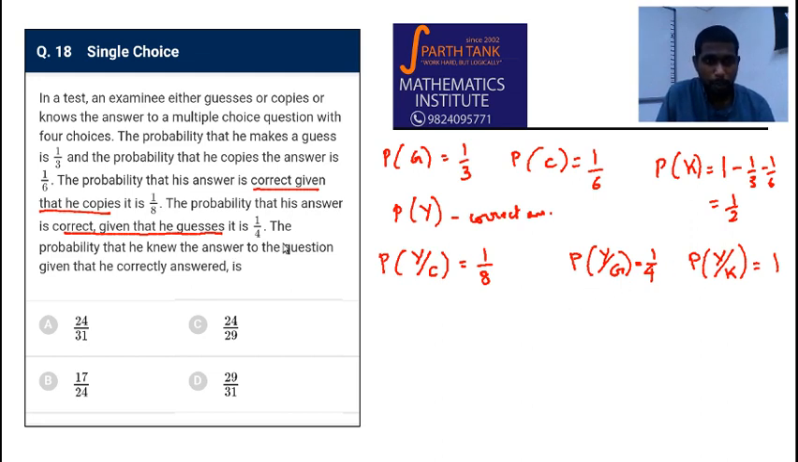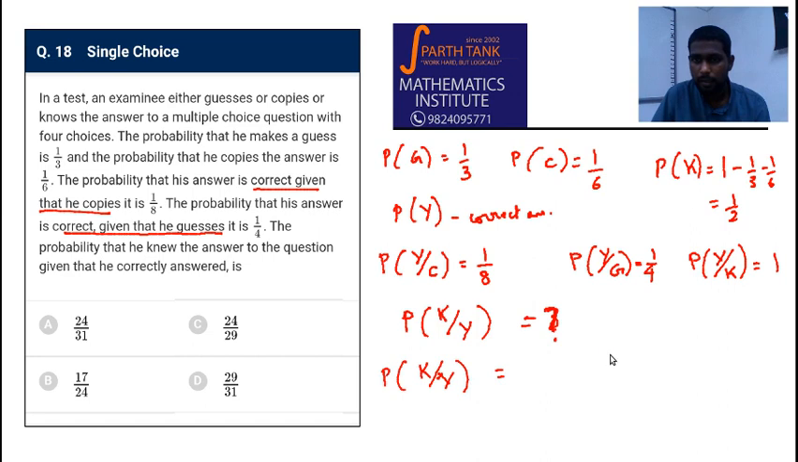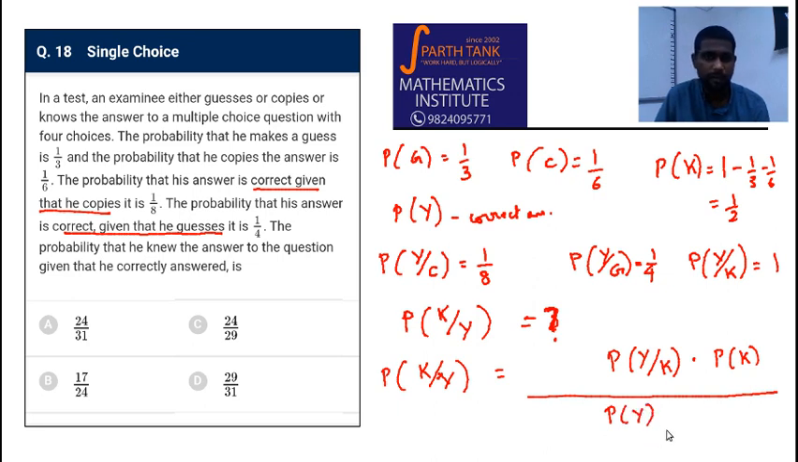What is the question? The probability that he knew the answer to the question given that he answered correctly, that is, probability of K given he answered correctly, Y, is how much? And this is a classic application of the Bayes theorem, right? We know that probability of K given Y is nothing but probability of Y given K into probability of K, the whole thing divided by probability of Y actually, right? It will be like this.